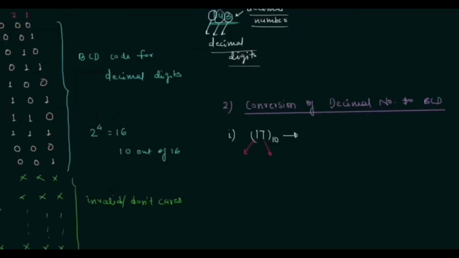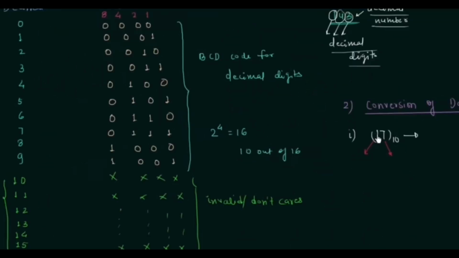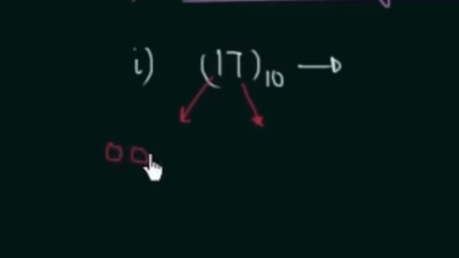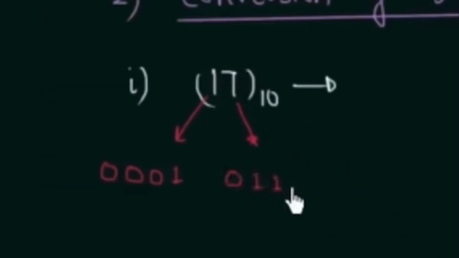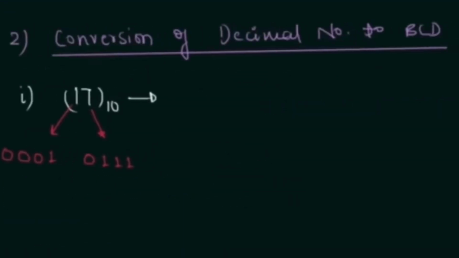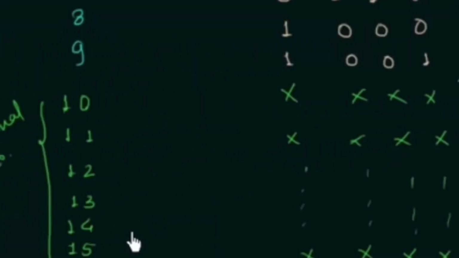From this table, you can clearly see the representation of 1 is 0001. So I will represent 1 by 0001, and 7 by 0111. These are the BCD representations for the decimal digits 1 and 7. So finally, we have 0001 0111 as the BCD representation of the number 17. I think now you can easily convert 10 to 15 to their equivalent BCD numbers.